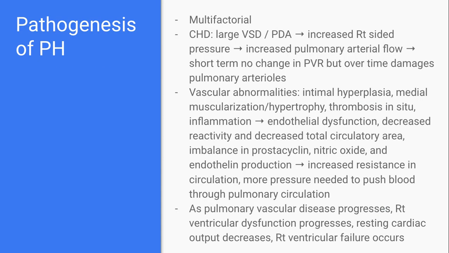The pathogenesis of pulmonary hypertension tends to be multifactorial, but for the purpose of this topic, we're going to use congenital heart disease as an example. When you have a large defect like a VSD or a PDA, you have increased right-sided pressures, and you're going to have blood flowing into the right side of the heart. That increases the pulmonary arterial flow.